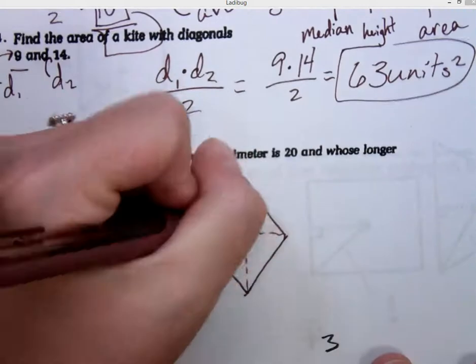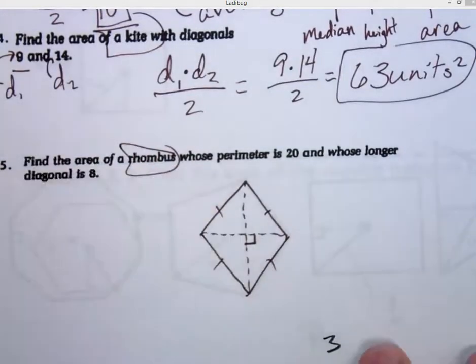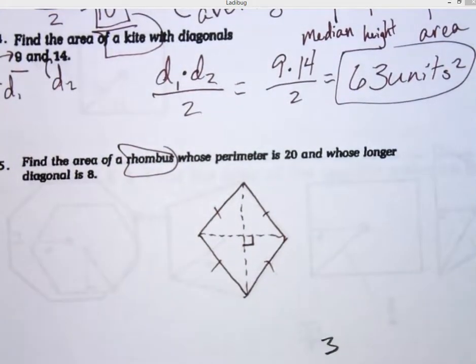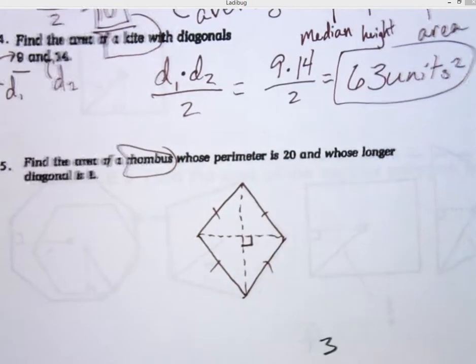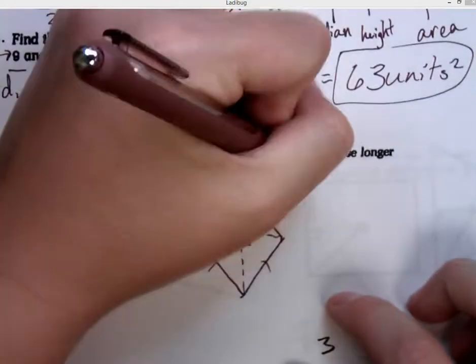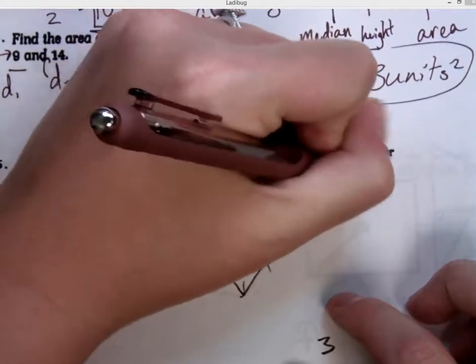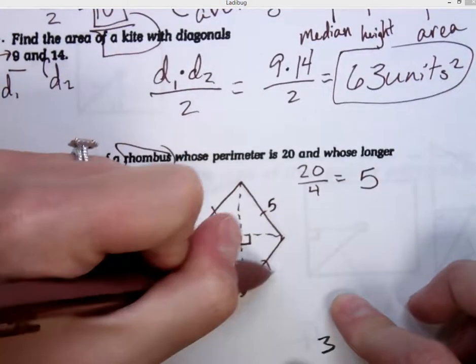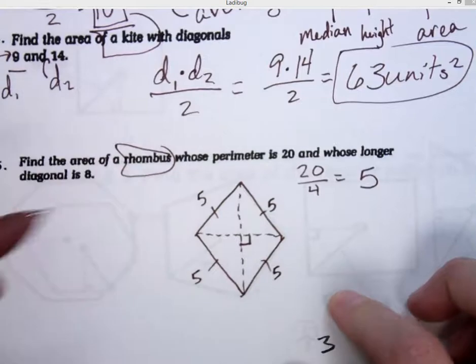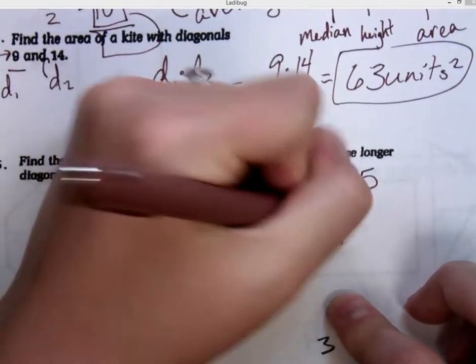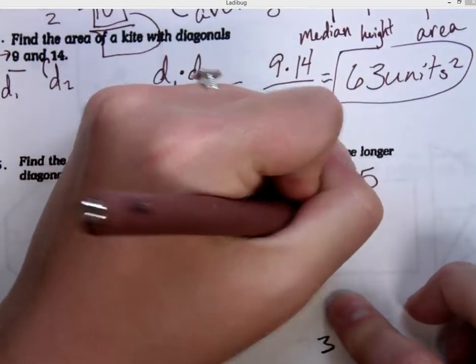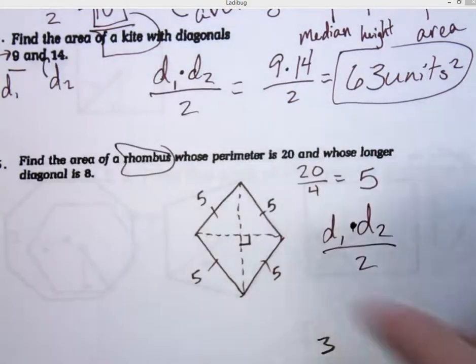It says the perimeter is 20. Well, if all the sides are the same and the perimeter is 20, I'm pretty sure we can figure out what each side is. Right? How many sides are there on this? It's a quadrilateral. It's a four-sided shape. So if we take 20 and divide it by 4, each side has to be 5 units long. 5, 5, 5. But for this formula, diagonal 1 times diagonal 2 divided by 2, do we care about the sides? We don't. But we do need the sides to find the diagonal.